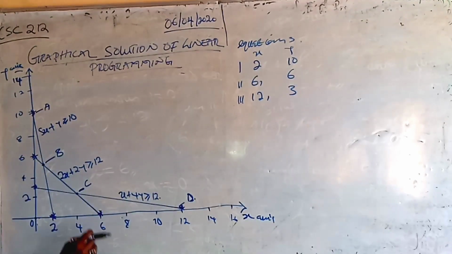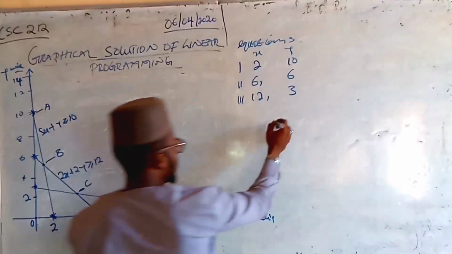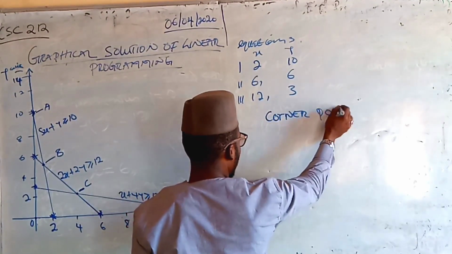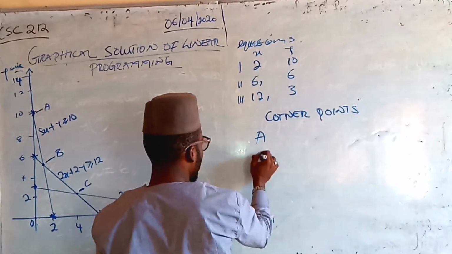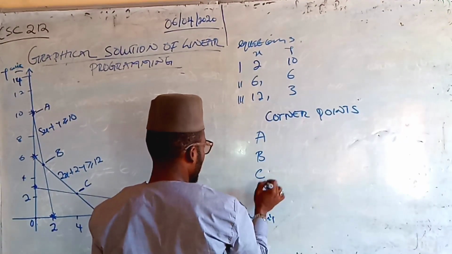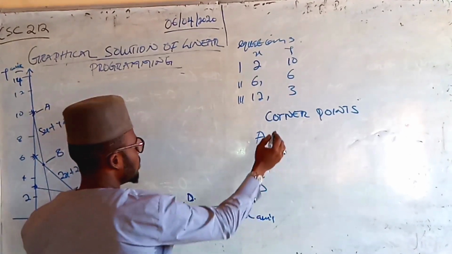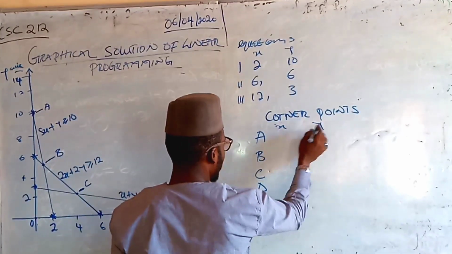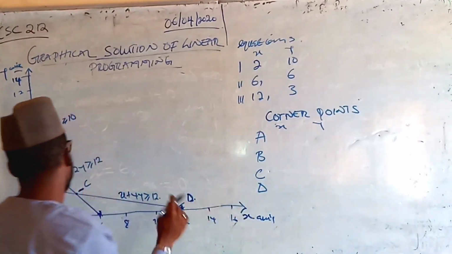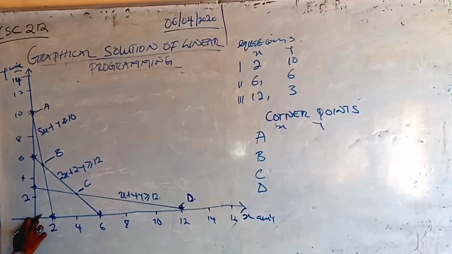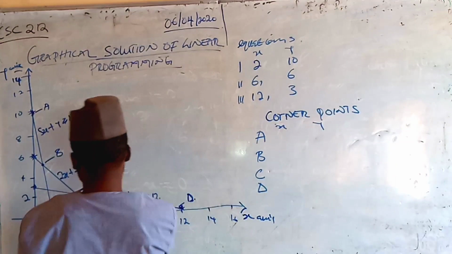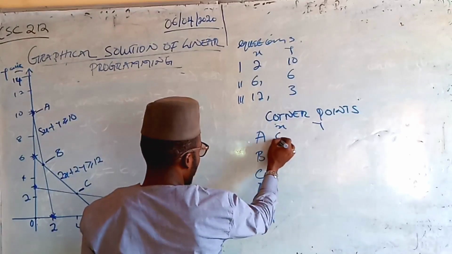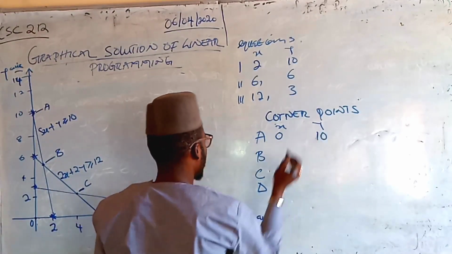So we are going to write them. The corner points: we have A, B, C, and D. So we are going to put the values of x and y of the corner points. When x is 0, the y is 10 in equation 1. That is the place where they meet together. So x is 0, y is 10.